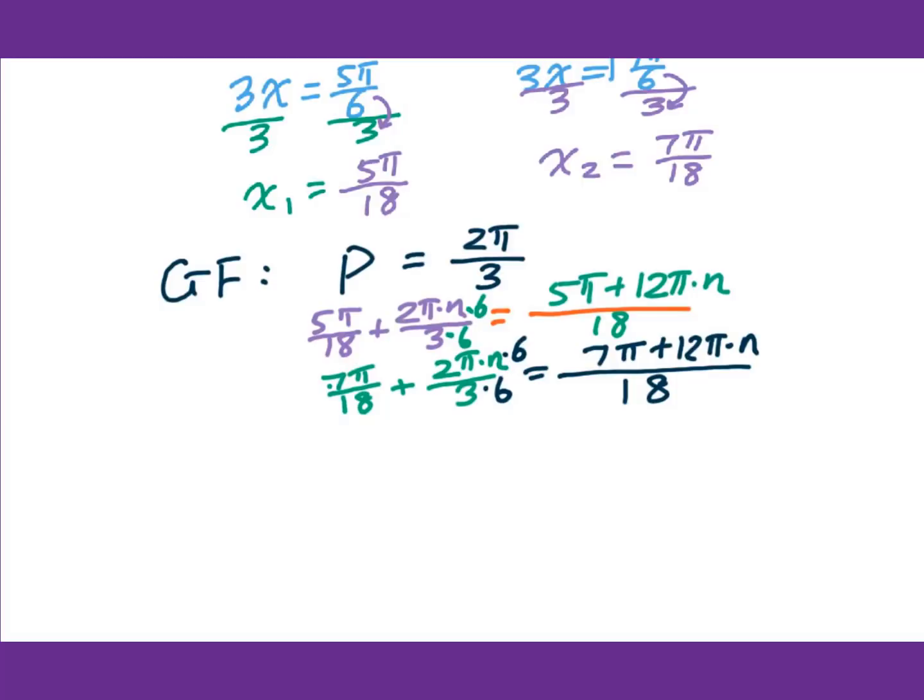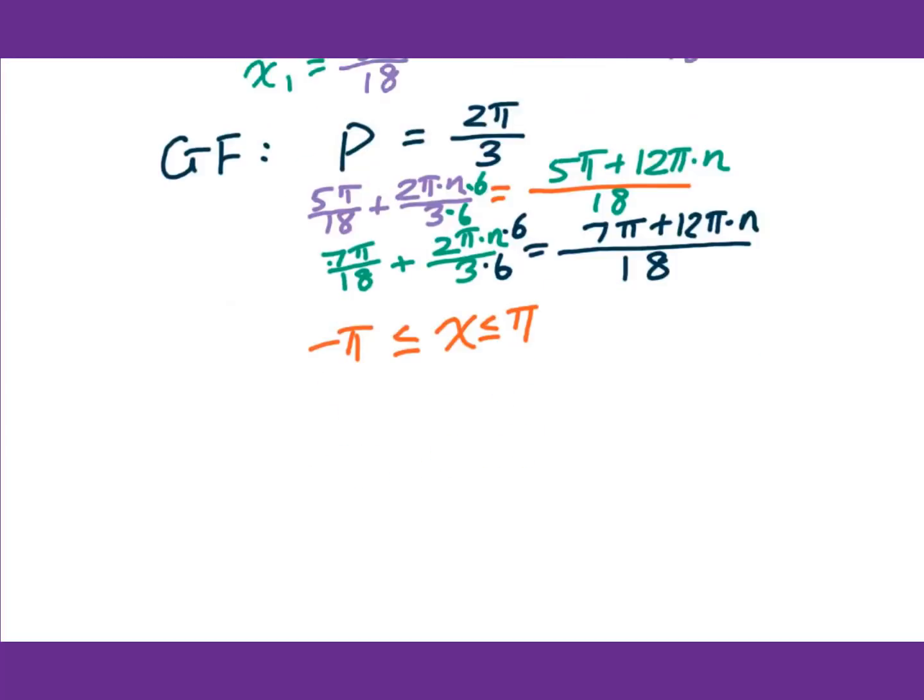Since we are looking for angles between negative pi to pi, for 5 pi over 18, you just write down over 18.